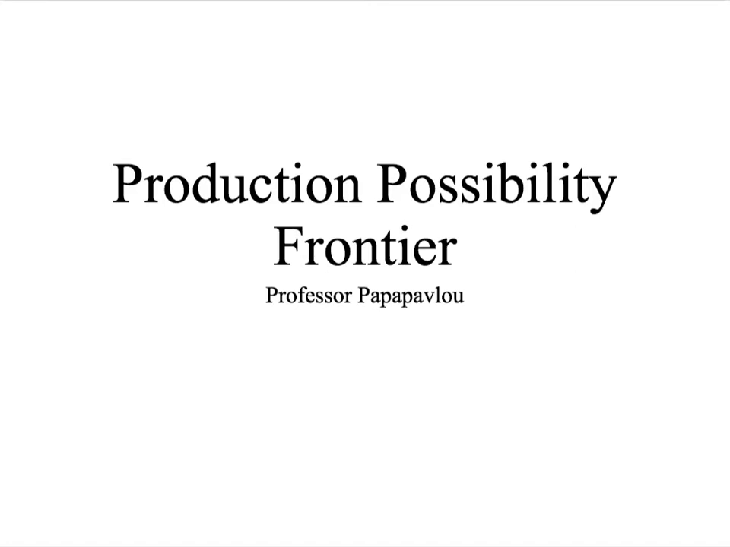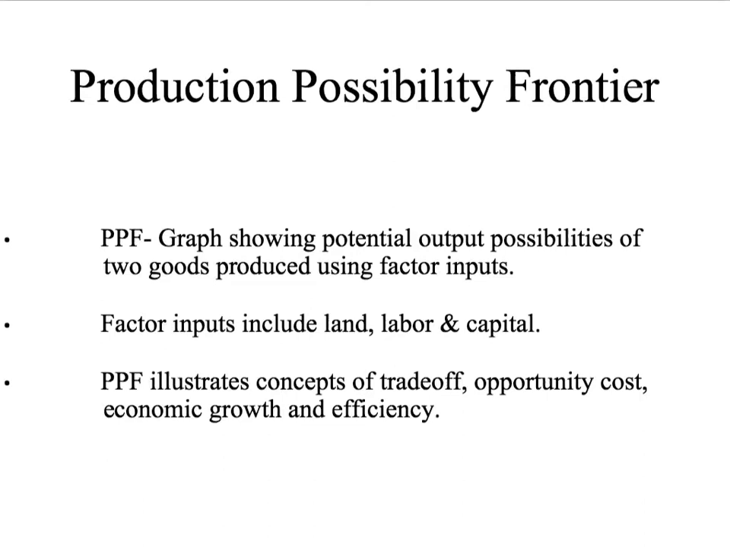Okay, today we are going to learn about the production possibility frontier, which is basically a graph that shows the potential output possibilities of two different goods produced using factor inputs being land, labor, capital. Okay, so with this graph, we are going to illustrate the concepts of trade-off, opportunity cost, economic growth, and efficiency.